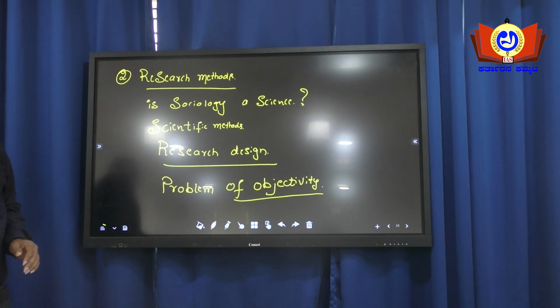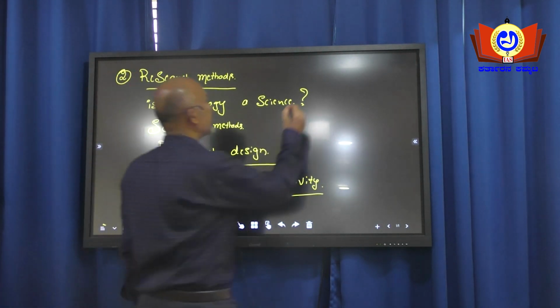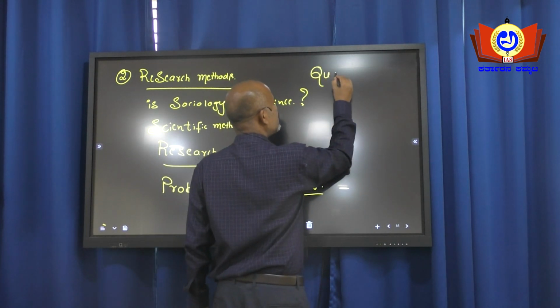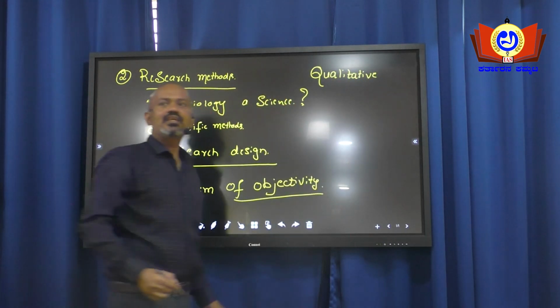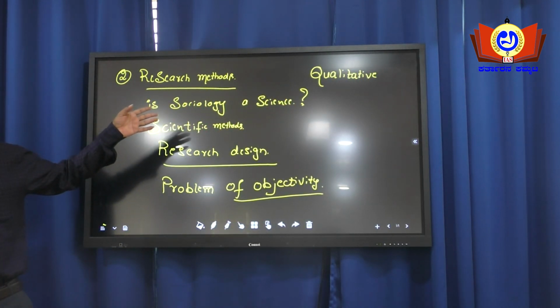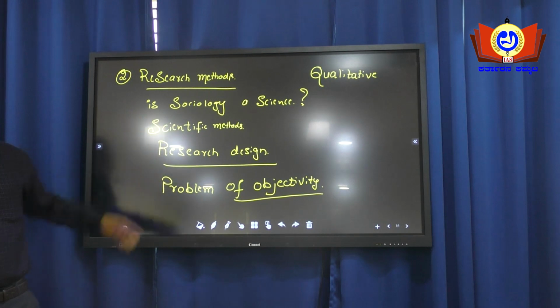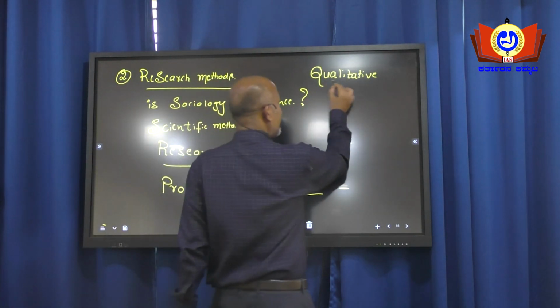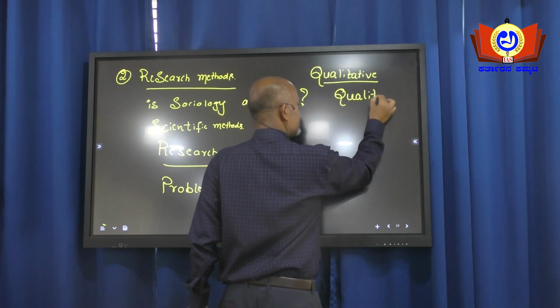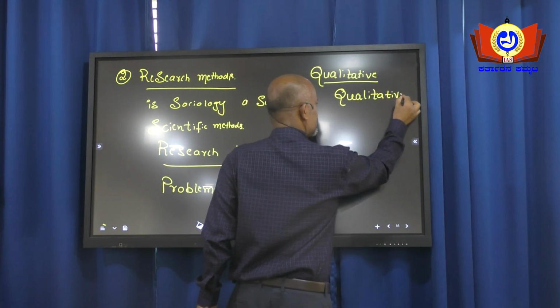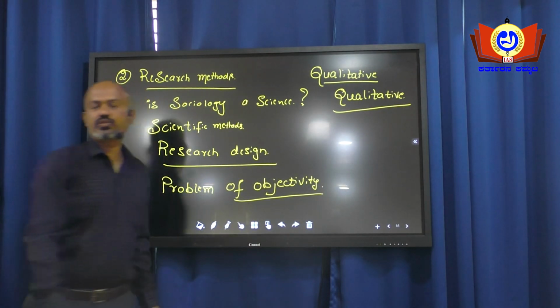The next is qualitative and quantitative techniques. Please write down. Now you might find that these are just points, but while you study it will be very useful. Quantitative as well as qualitative techniques. Two types of techniques are there in sociology.